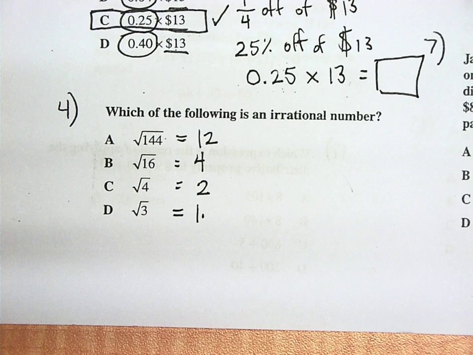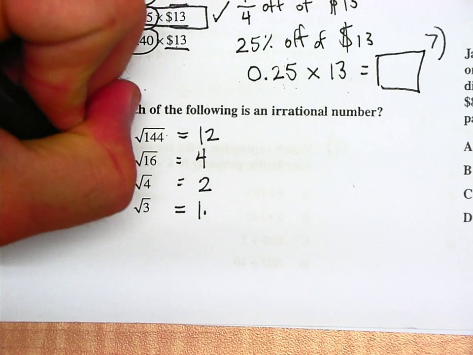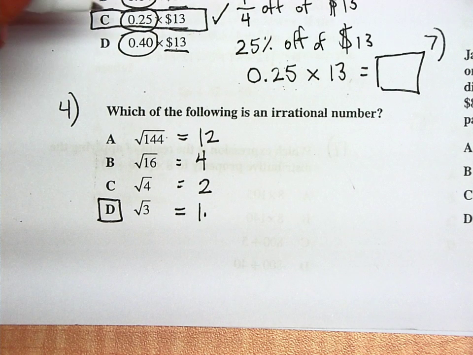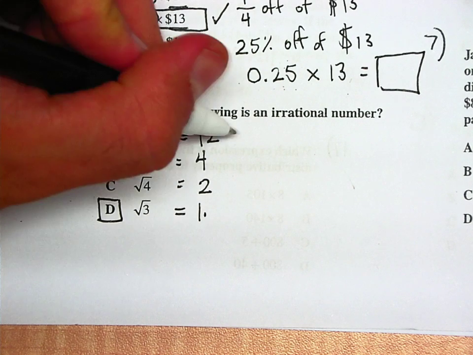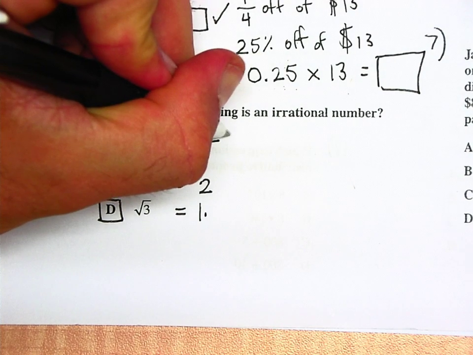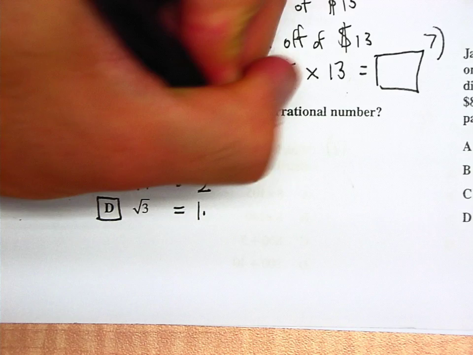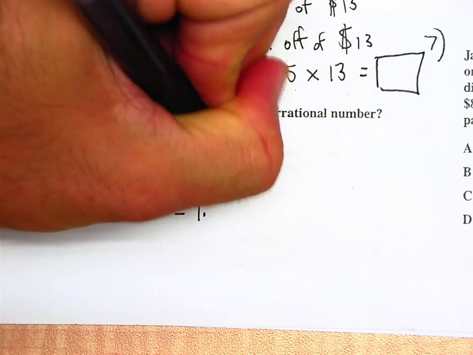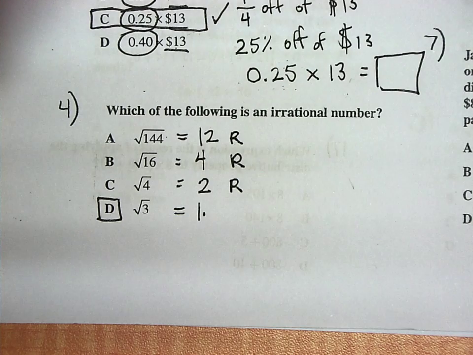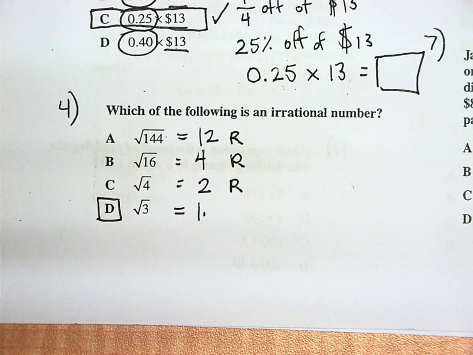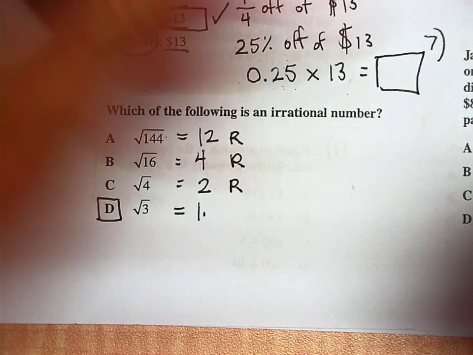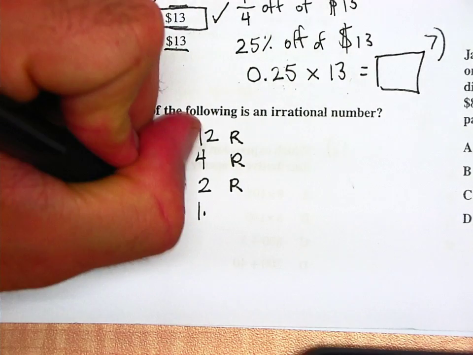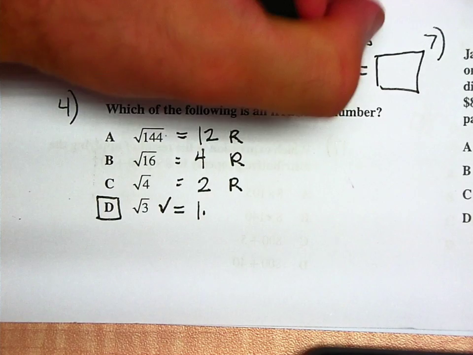And so just using my test taking strategies, I know that D is different than the others, that it's not a whole number. So my guess is that the answer is D. I also know that 12, a whole number, is a rational number. I know that 4, which is a whole number, is a rational number. And I know that 2, which is a whole number, is a rational number. So the only one that's left over, again, is D. It's going to be an irrational number, the square root of 3. So my guess is that the square root of 3, if I didn't know, is my irrational number.